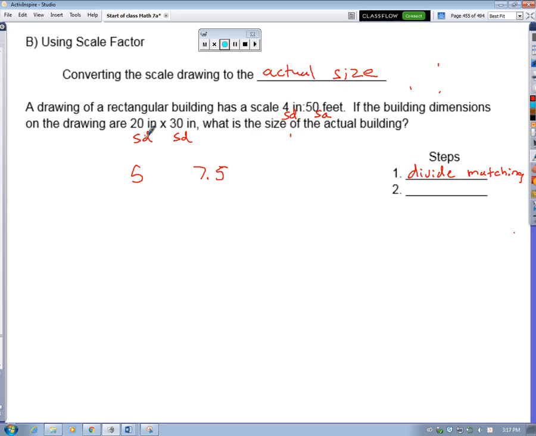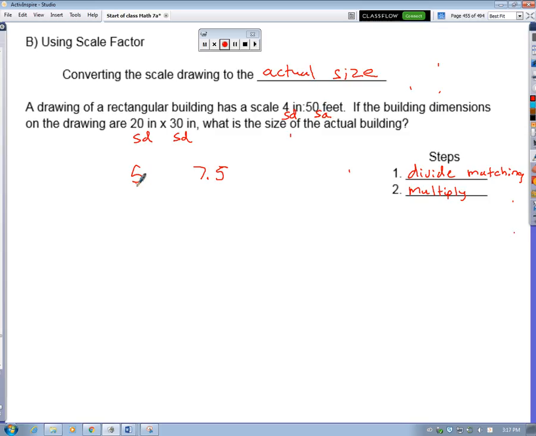The matching in this problem was our scale drawing. Now we're going to multiply by the other number that's left in our scale. We're going to multiply by the 50 feet to find out how big that building is. So we're going to take these two answers we got when we divided, and we're going to multiply them by 50 feet, the other number in the scale.